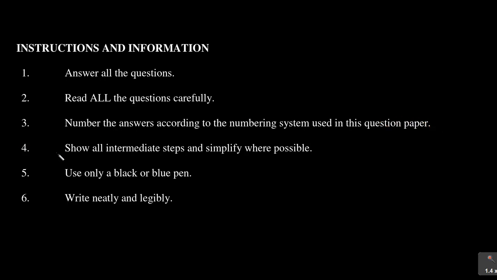Then number 4 says show all intermediate steps and simplify where possible. What they're trying to say is, do not do your working on your rough work. Sometimes your question paper is where you do your rough work, and you find that students leave out the intermediate steps, or they work on that paper and only write their final answers. This can lead you to being penalized. So make sure that you show all your working so that you will ensure that you get all the marks.